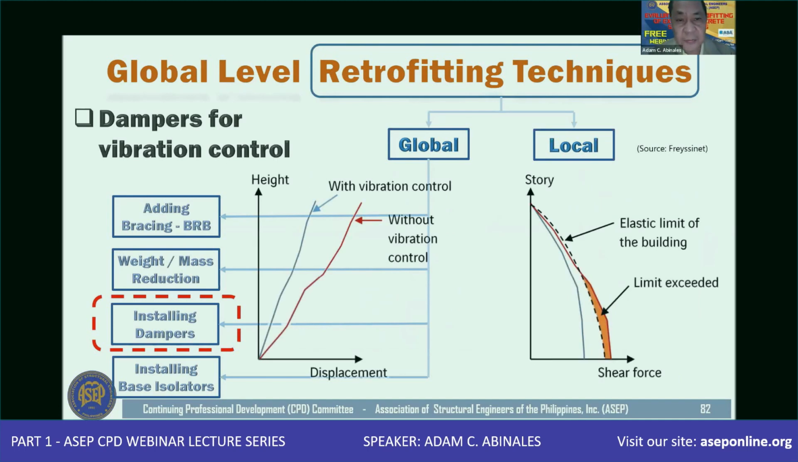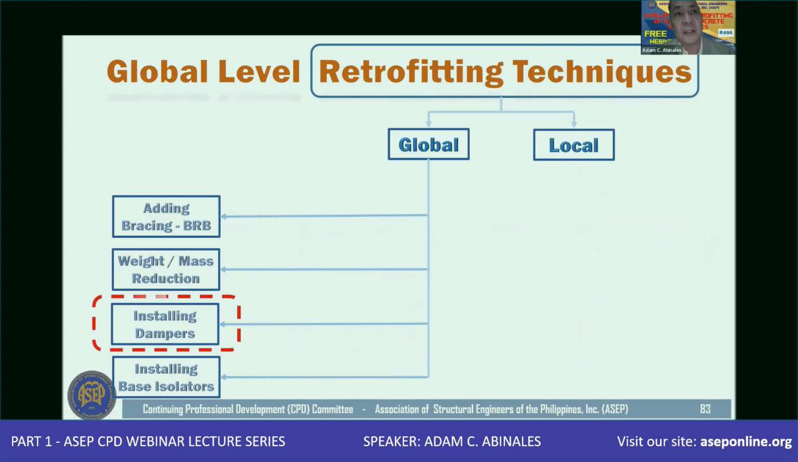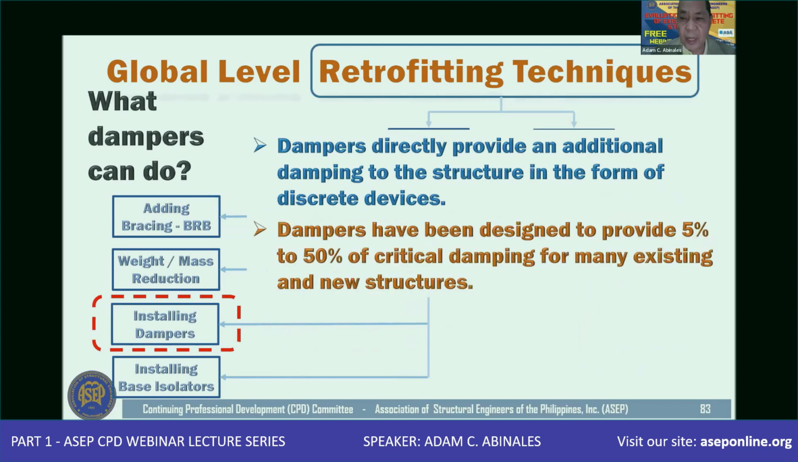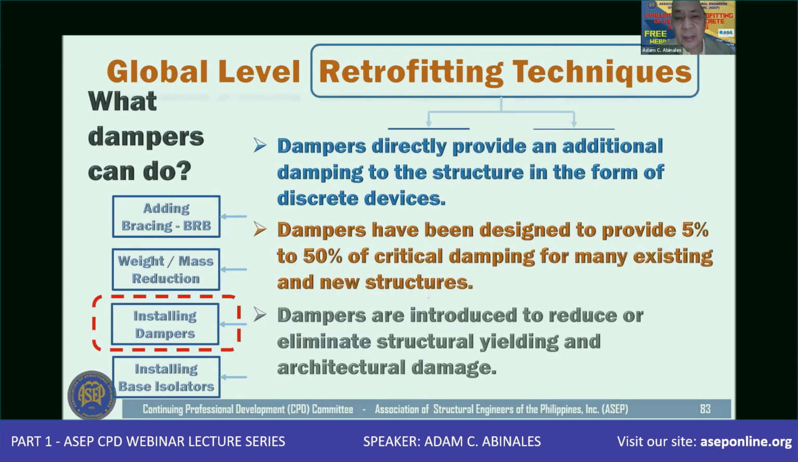Now, looking at the height to the displacement of the building, I think I have already discussed this a while ago. If you have vibration control, then you expect that the displacement is reduced significantly. And in terms of the shear force, the seismic demand is also significantly reduced, because the dampers would be able to dissipate the seismic energy from the ground shaking. What can dampers do?